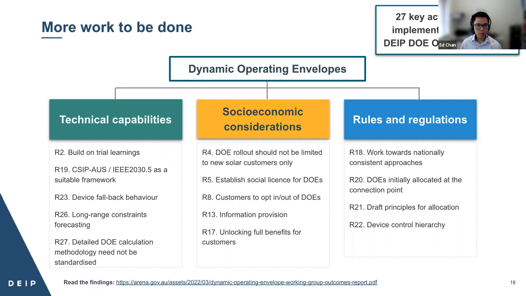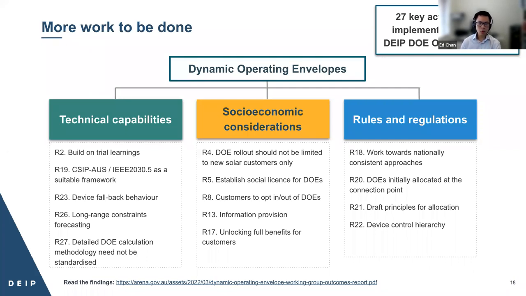Just going back to the middle box here, Marie talked a lot about how we need to have consumers and customers on board, and if we don't have their social license for this to happen, nothing would fly. So the recommendations here are really about giving consumers and users the choice to opt in and out. And again, this is the beginning of the journey, so that would be the starting point.